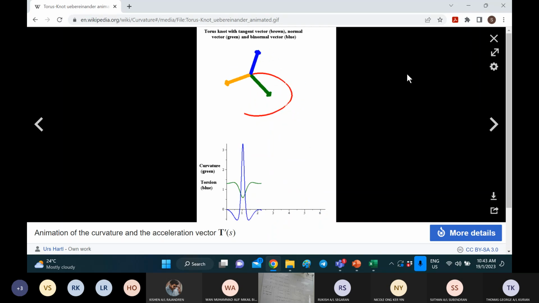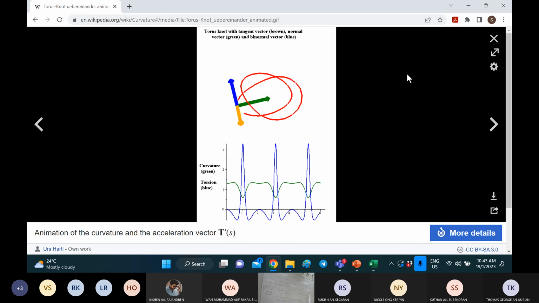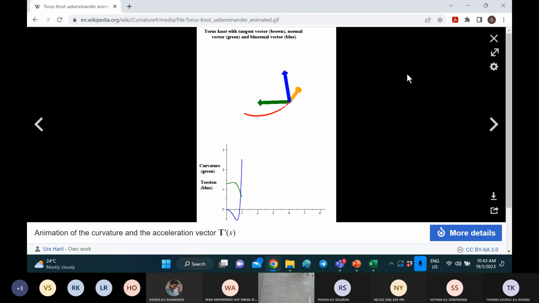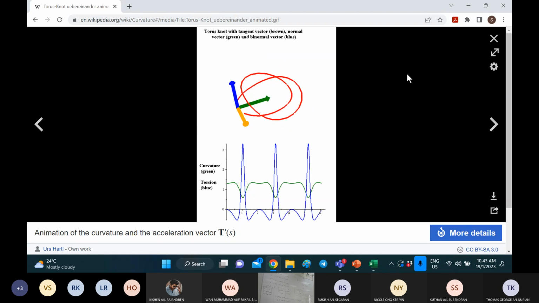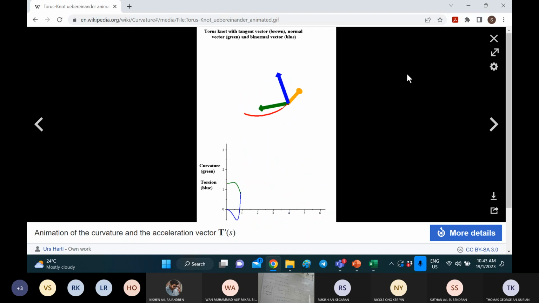Any questions? This is a space curve. This particle moves in a space curve. That's why the curvature is always non-negative.